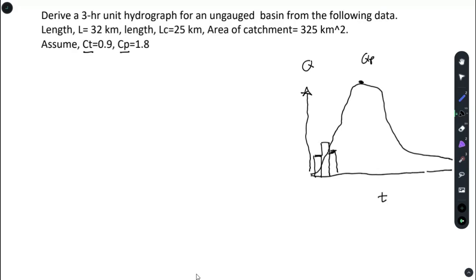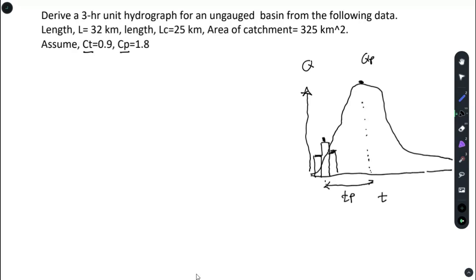So we have TP, which is the basin lag time. What does it mean? When rainfall occurs, let's say a complex rainfall occurs, and it has a centroid over here, and you have a peak flow over here, and you have a time gap between these two things. This we call TP, basin lag time. We find TP from the data over here. Later, we find QP.